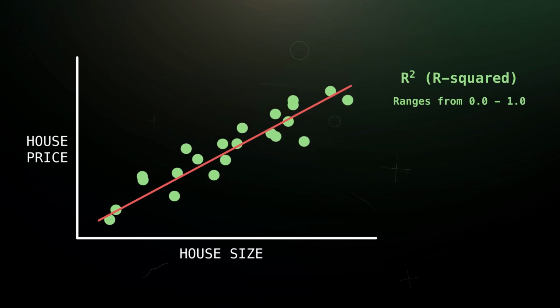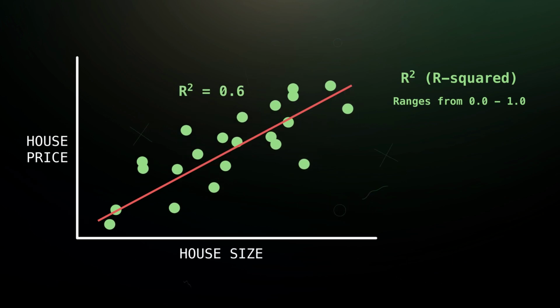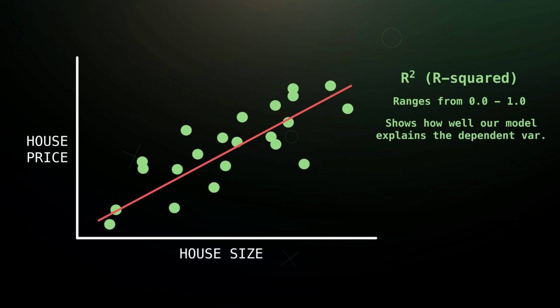A lower R² means there is more variation in house prices that our model isn't capturing. In simple terms, R² just shows us how well our model explains the data. The closer it is to 1, the better our predictions align with the actual prices. To calculate R², we compare how much of the variation in house prices is explained by our model versus the total variation in the data.